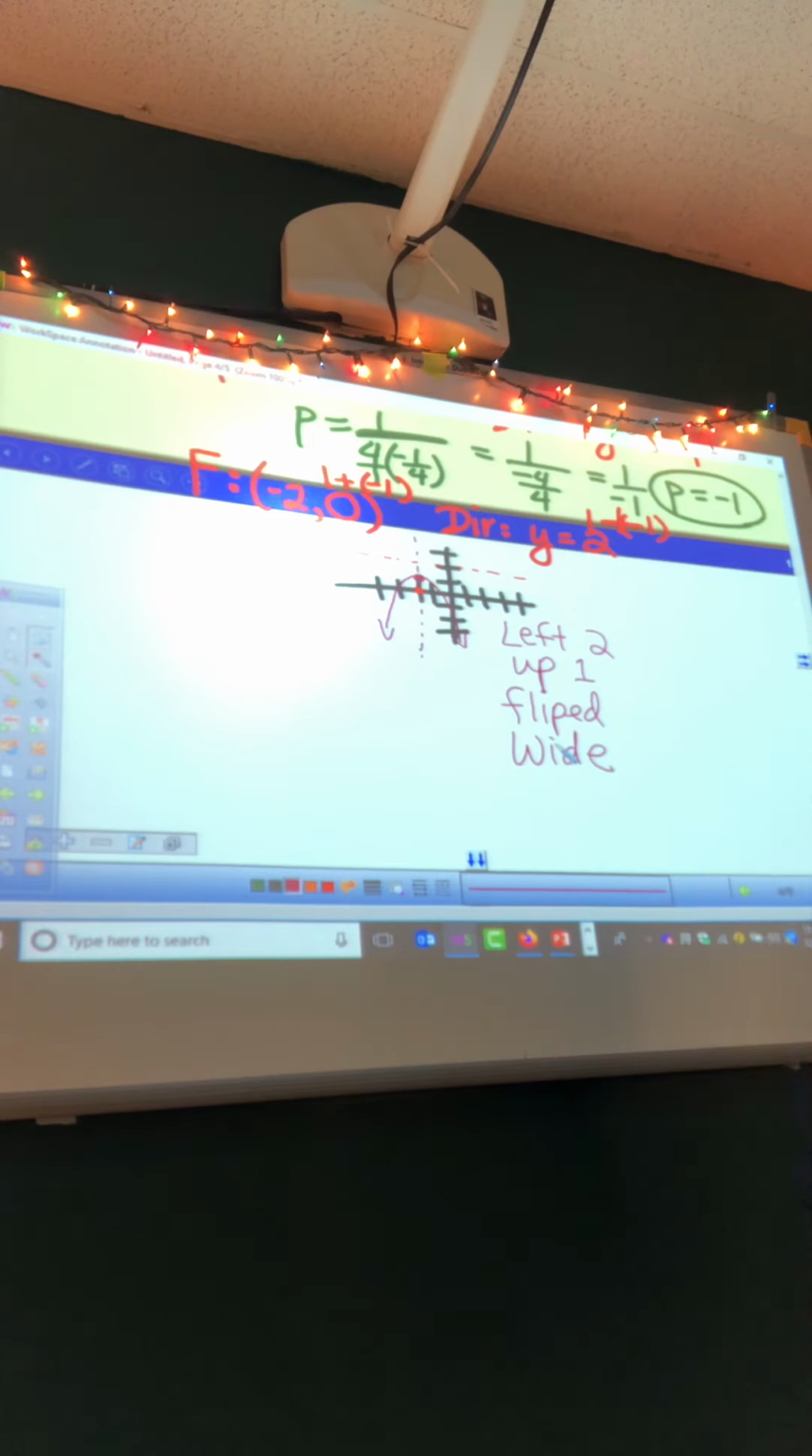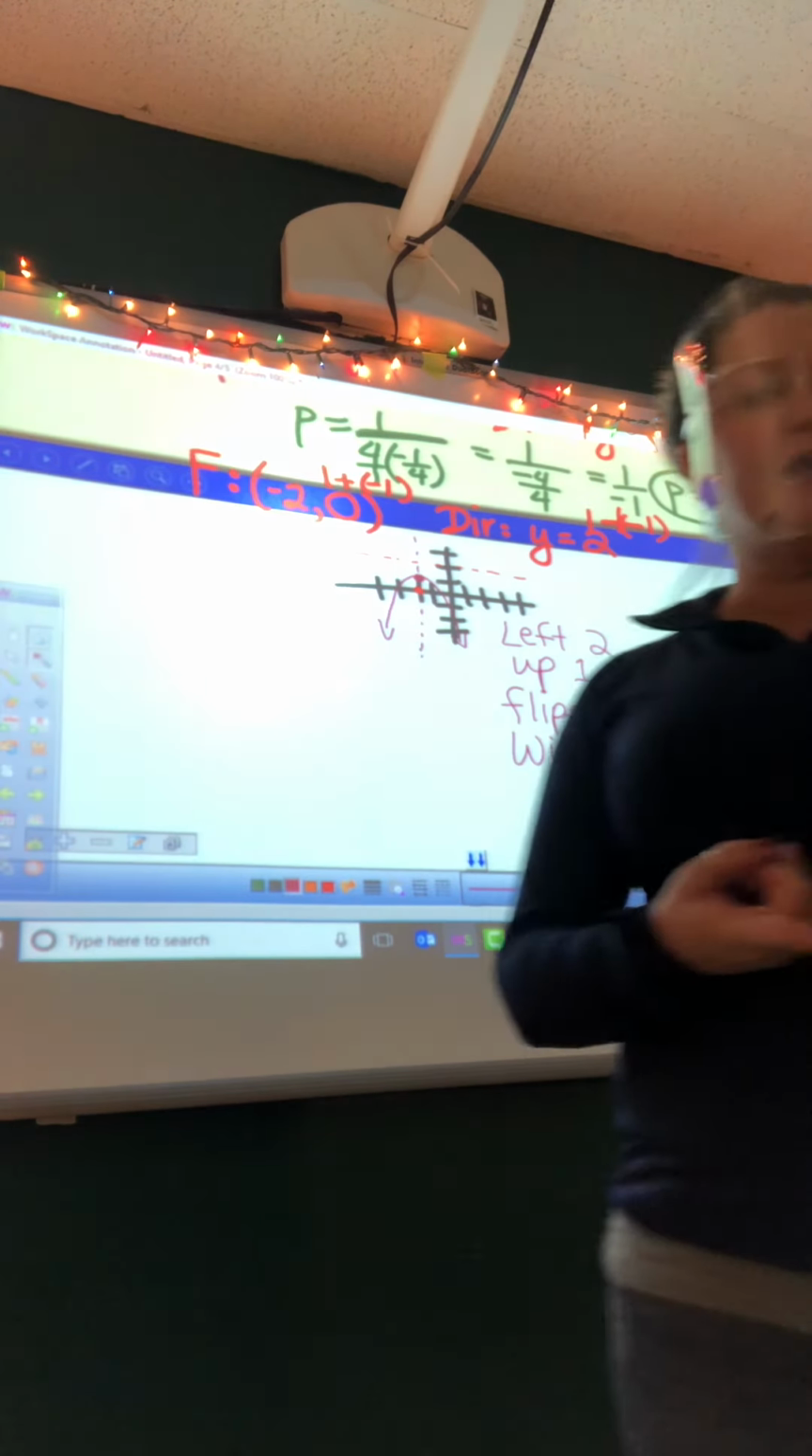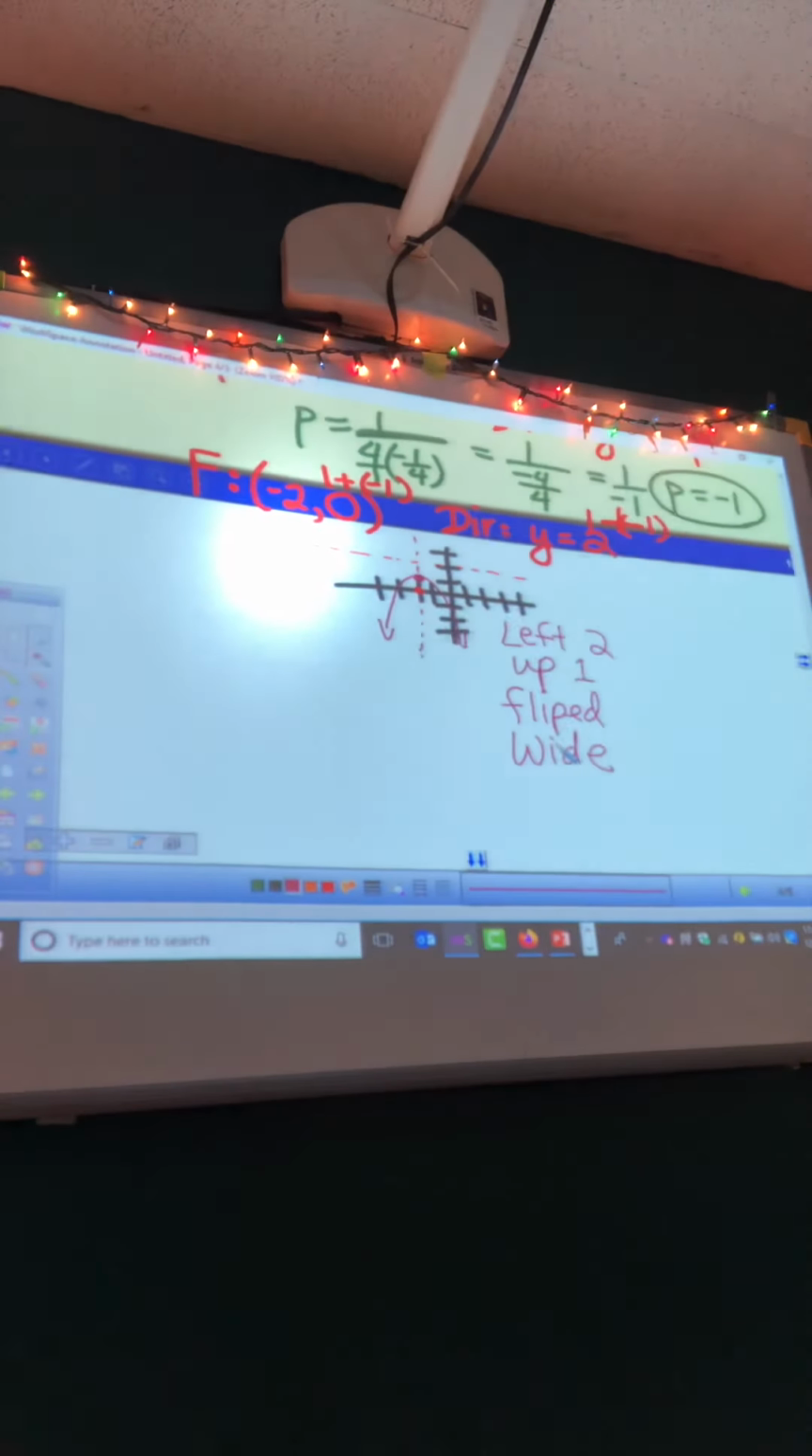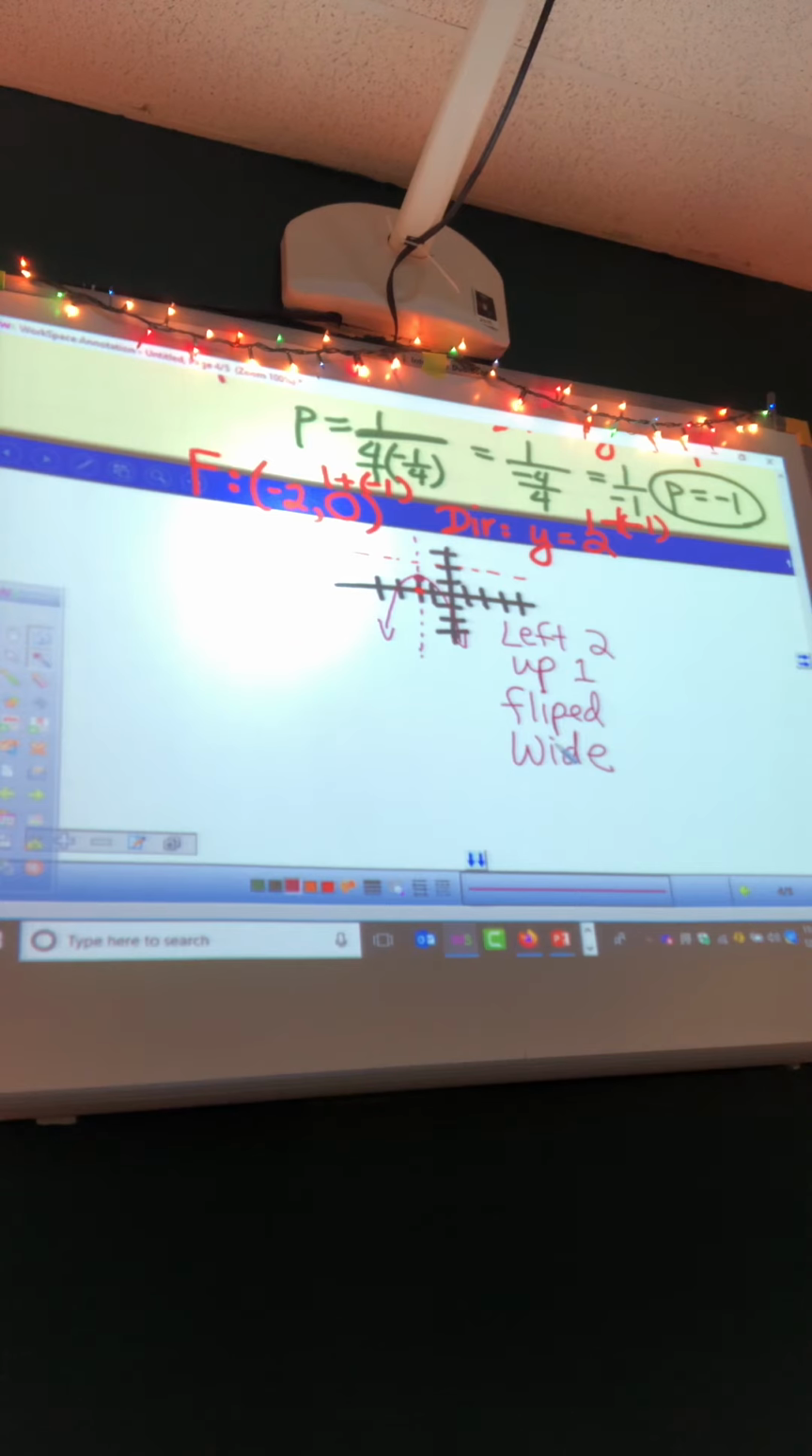Okay, I'll get you. So we found all our new stuff, finding the P first, plugging in that A. Okay, get the P, find the focus and directrix, sketched a graph to make sure we did good math. And then we talked about the transformations because that's what that question asked. Good?